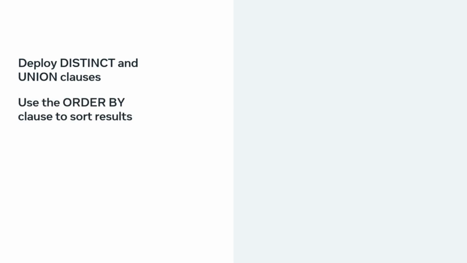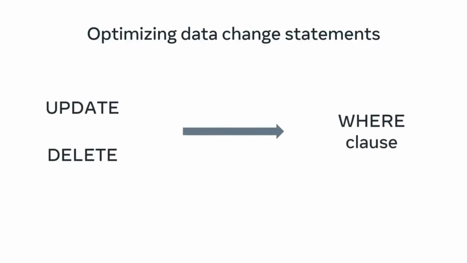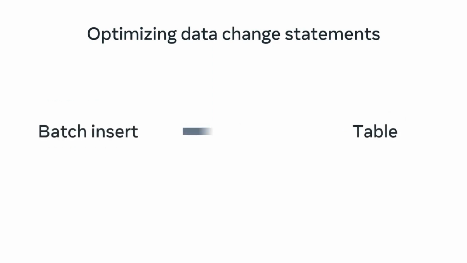to sort results. Different methods are required for optimizing data change statements. For example, to optimize update and delete statements, you first need to optimize the conditions in the where clause. And insert statements can be optimized by performing batch inserts. This means inserting more than one row in a single insert operation. For now, you just need to be aware of the distinction between data retrieval and data change statements. You'll explore them in more depth later in this lesson.